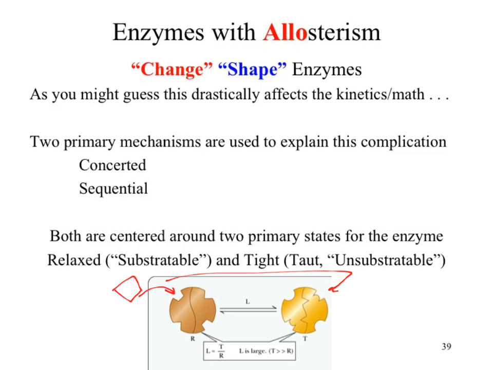Is that due to an inhibitor, or just due to the enzyme shape itself? Okay? And it has to have a varying state or a varying interaction.